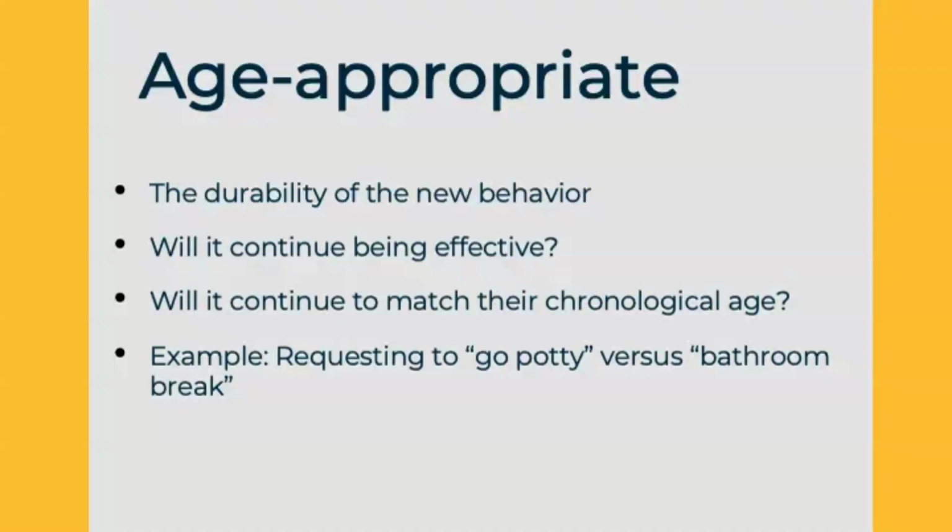Evaluating how long the skill will be useful for the individual is also important. Individuals should be taught skills that match their age and will grow with them. The replacement skill should grow with the student and continue being effective. For students that are learning self-help skills related to toileting, the team may consider teaching a skill related to requesting to go to the bathroom. Teaching the phrase bathroom break or bathroom please is more durable than teaching go potty.